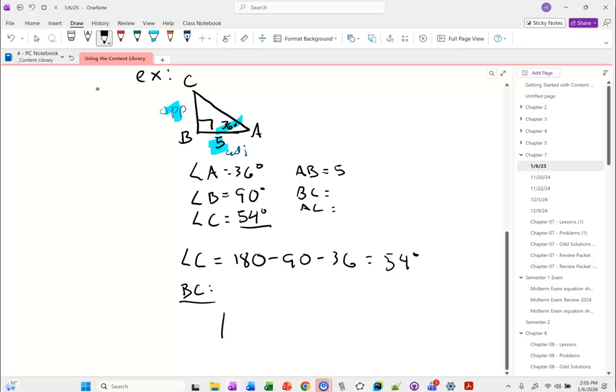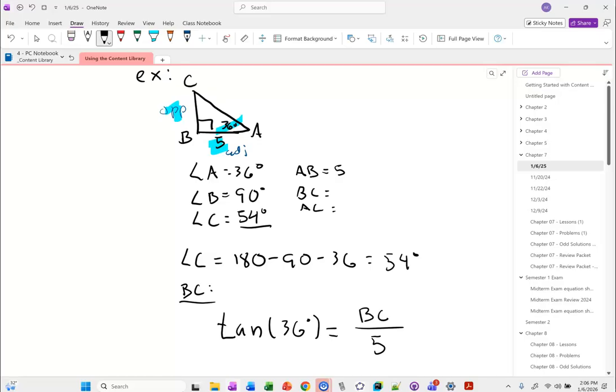So I'm going to write tan of angle 36 is equal to opposite, which is BC, over adjacent, which is 5. Everybody's okay with how I got opposite over adjacent? What I used to do that? SOHCAHTOA, right? You can all spell it. It's a good one to remember.